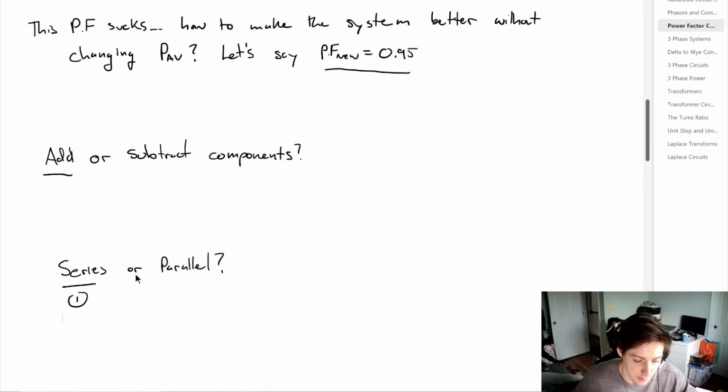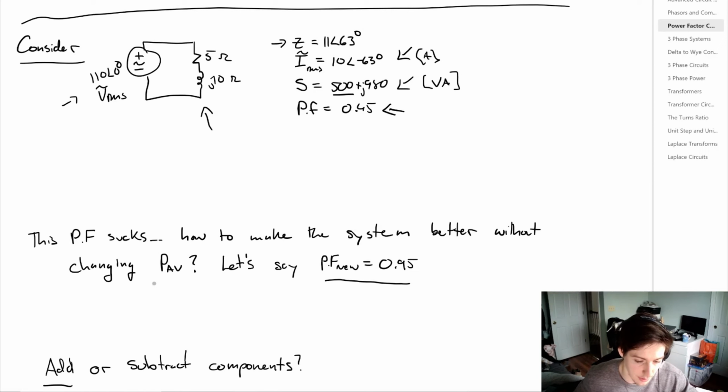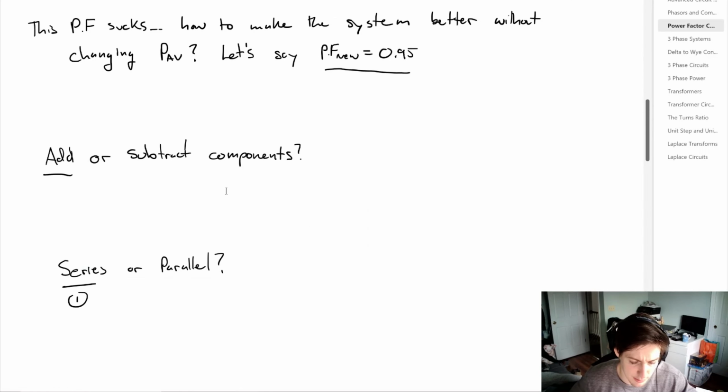So if we add something in series with this load here, we're going to get that the current changes and the amplitude of the current is going to change, which means the power delivered to that load is also probably going to change. So that's probably what we want to avoid because we still want to deliver that 500 watts to the system. So series, probably not the option. What about parallel? Let's consider our second case.